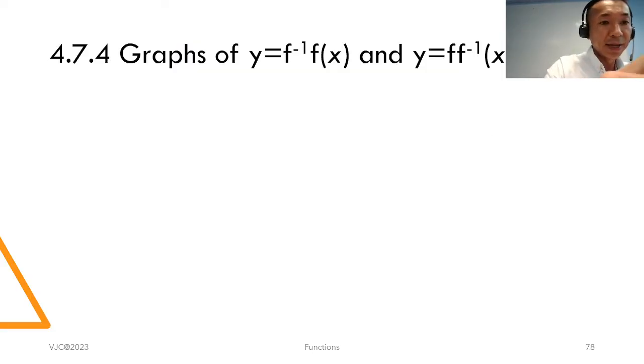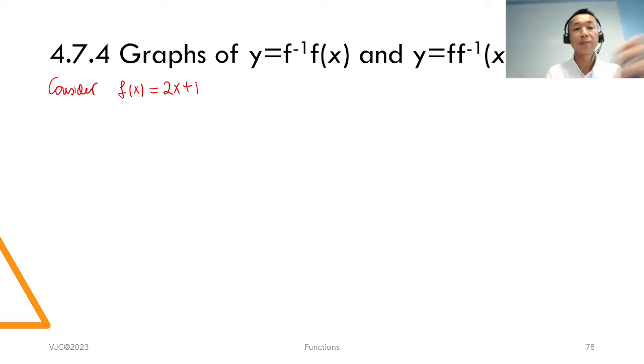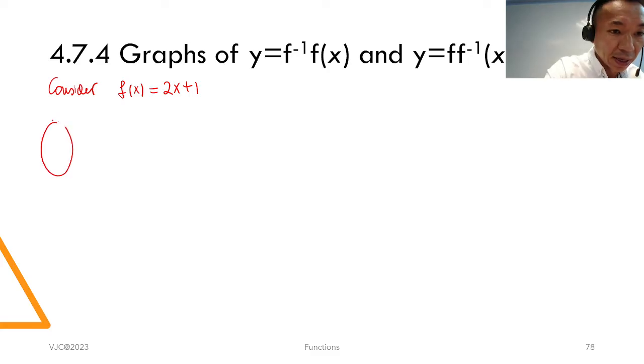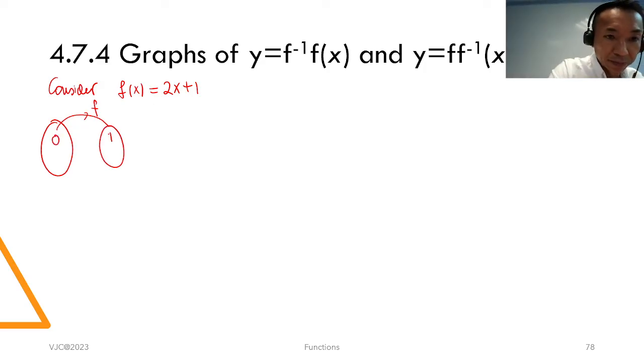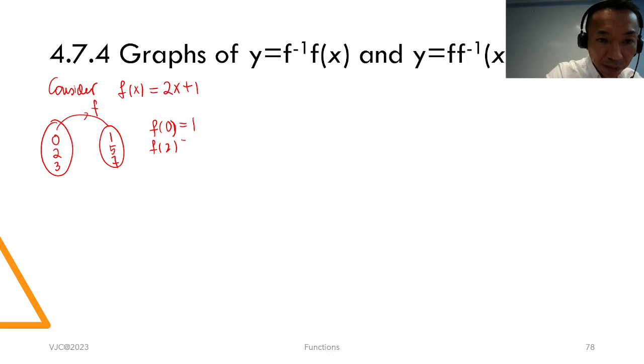Let us consider a function, just a simple 2x plus 1. Basically, you have f like that. It processes numbers like that. You put in, say for example, 0, you will get a 1. That means f(0) is 1. Let us use another number, say 2. You substitute in, you get a 5. 3, you substitute in, you get a 7. That means f(2) is 5, f(3) is 7.